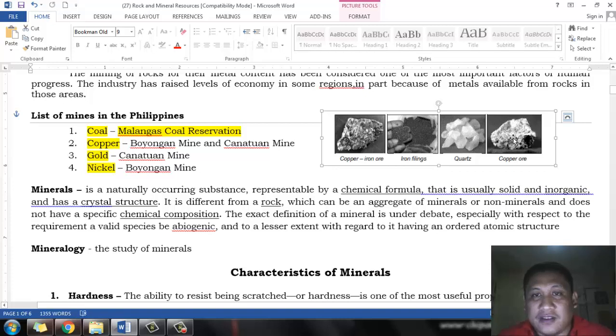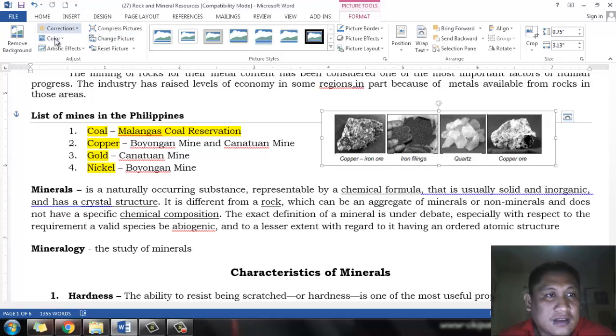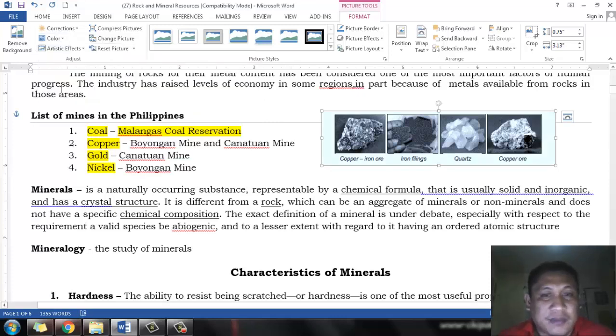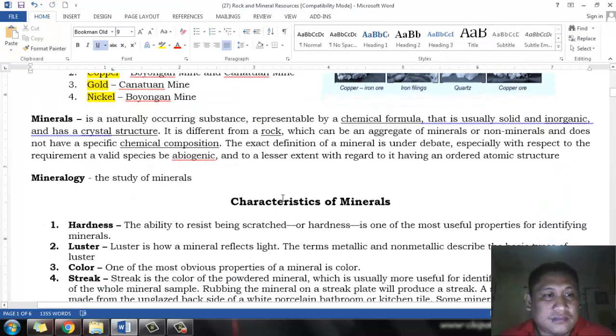So you can have this, no? I can actually change the color of that. So for a while, the color of this could be something. It cannot be changed. So we can just have that as our picture, no?